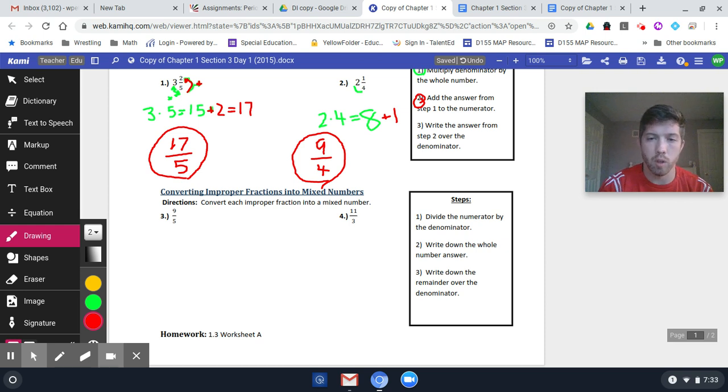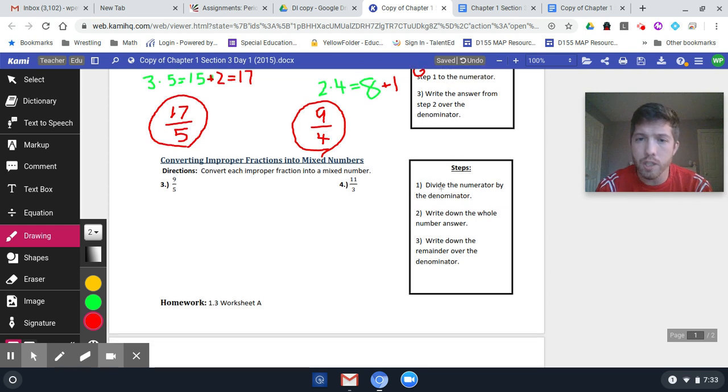Okay, so let's try this. So the first thing you want to do is divide the numerator by the denominator. Okay, so basically you're asking, how many times does 5 go into 9? So we want to know how many times it goes into that without going over. Okay. One way you can do that is you can use division and find out how many times it goes into it. If there's a decimal, that's the remainder. We don't want remainders. Okay.